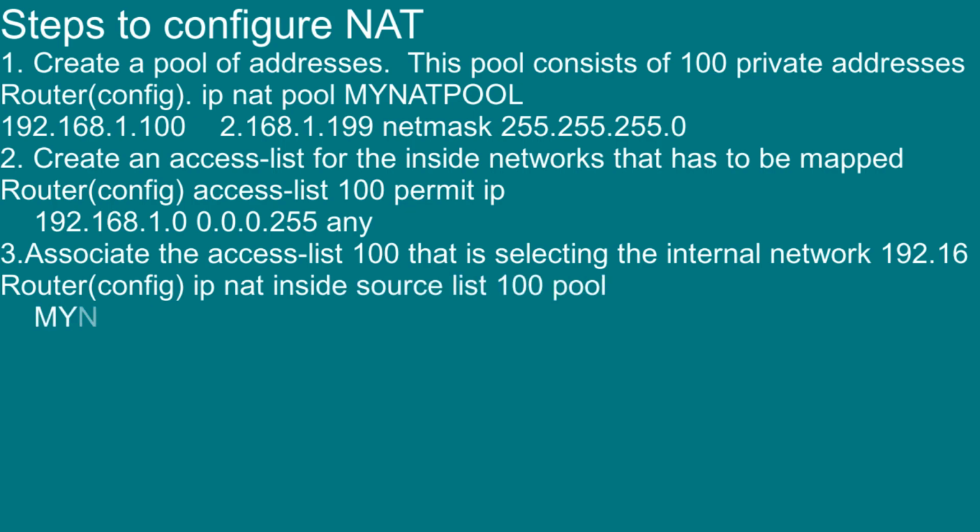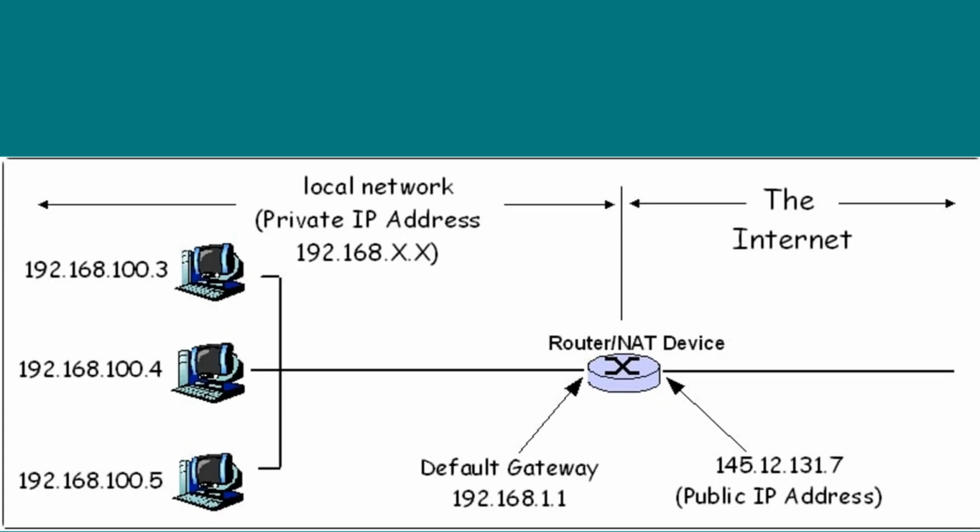Router config: access-list 100 permit ip 192.168.1.0 0.0.0.255 any. 3. Associate the access list 100, which is selecting the internal network 192.168.1.0 0.0.0.255, to be NATed to the pool mini-pool, and then overload the addresses. Router config: ip nat inside source list 100 pool mini-pool overload.